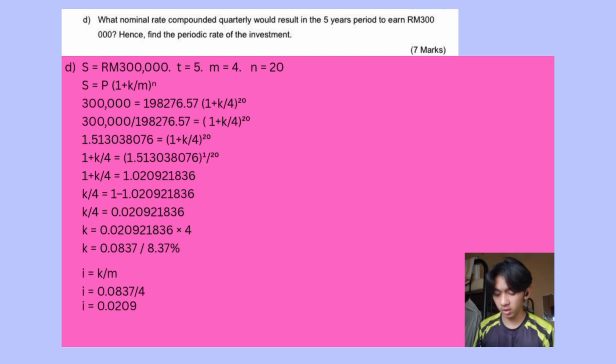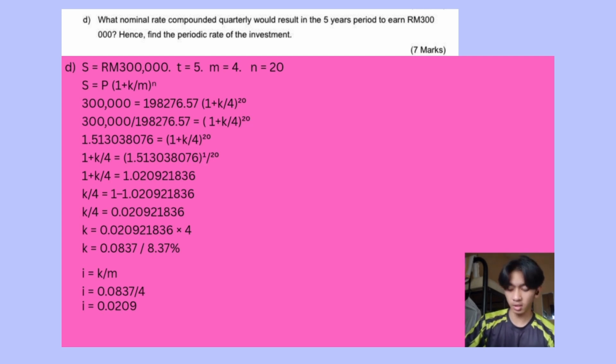Okay, so after we do the subtraction, we will get K over 4 equals 0.020921836. So we remove the M, which is the number under the K, to the right. Okay, so we move 4 to the right and it will be K equals 0.020921836 times 4. So we will get K equals 0.0836, which equals 8.37%. Okay, so we already get the K value.